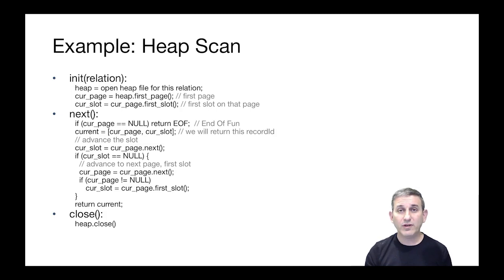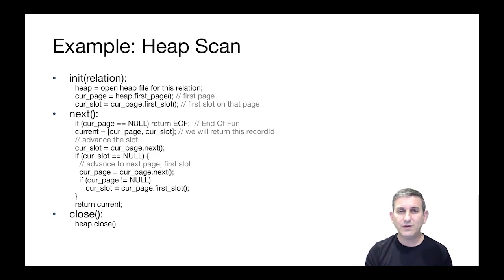So now let's look at a somewhat more interesting example, which is Heap Scan. This would go at the leaf of a query plan. It has no children. When it's called for initialization, it's passed the name of a relation, and it'll look in the catalog to figure out which heap file is associated with this relation, and it'll set up a local variable heap that will be associated with an open file handle for this relation. So heap equals opening the heap file for this relation.